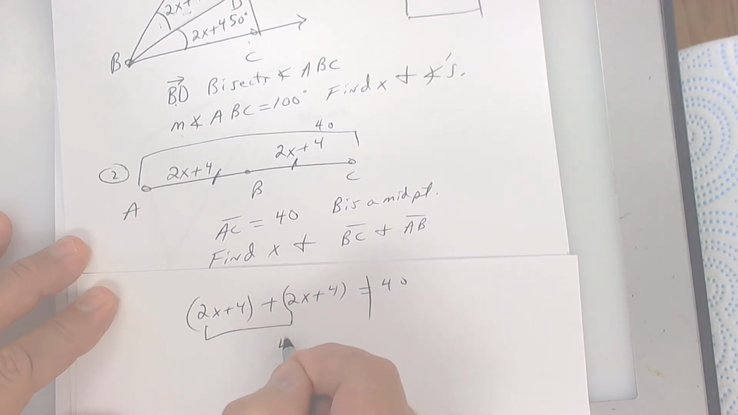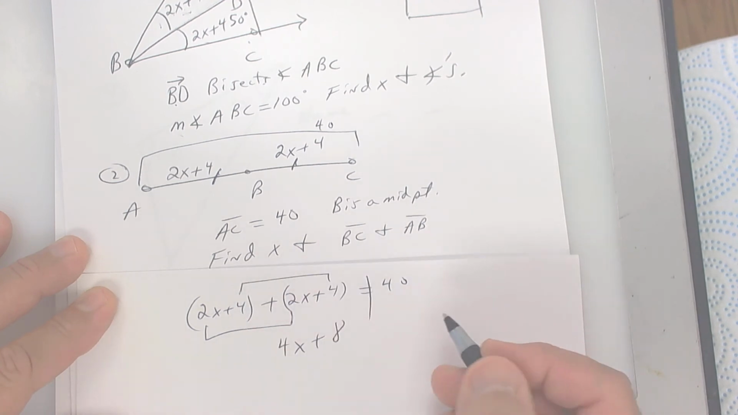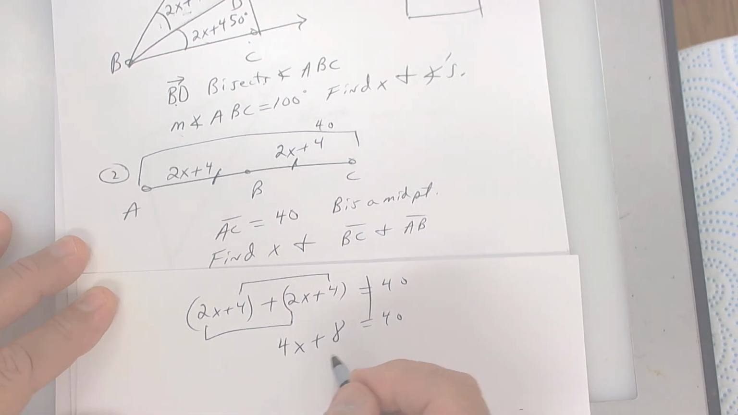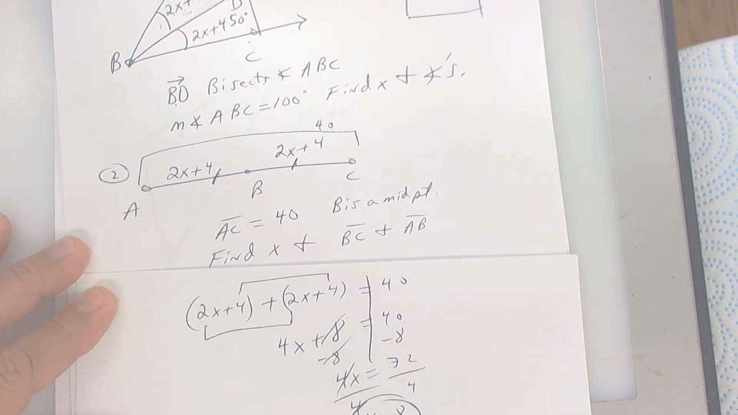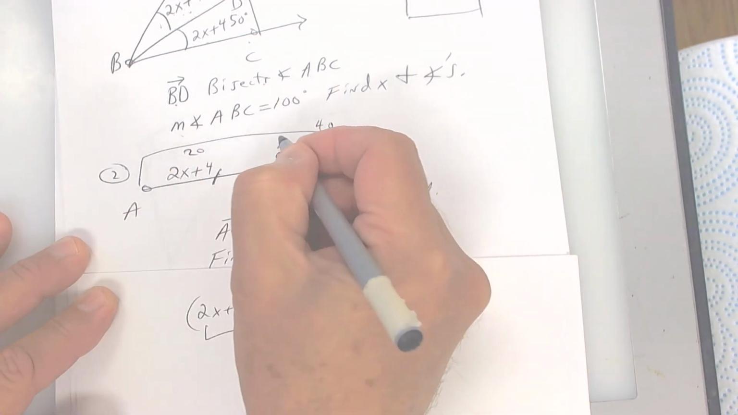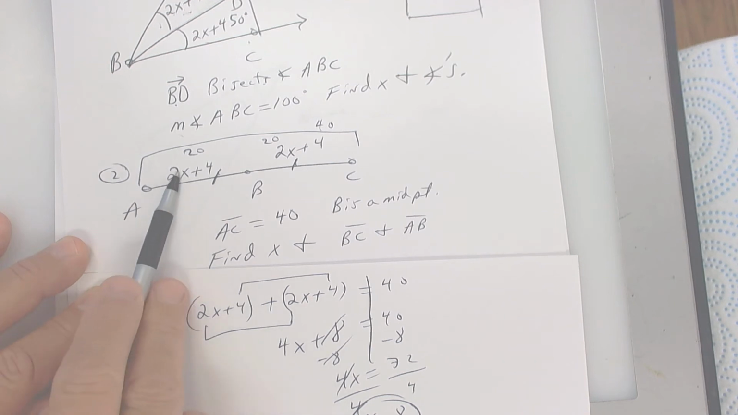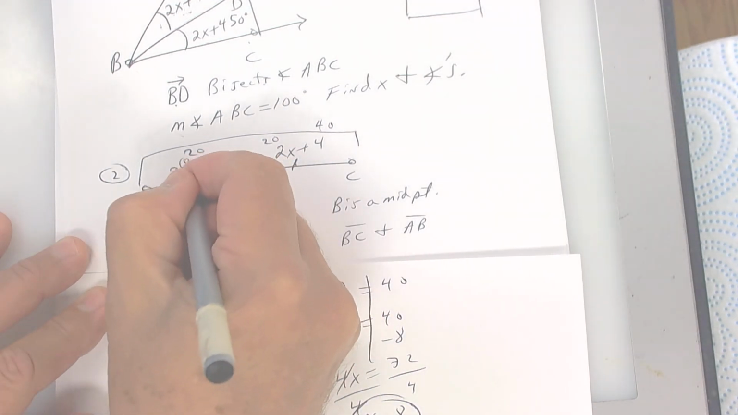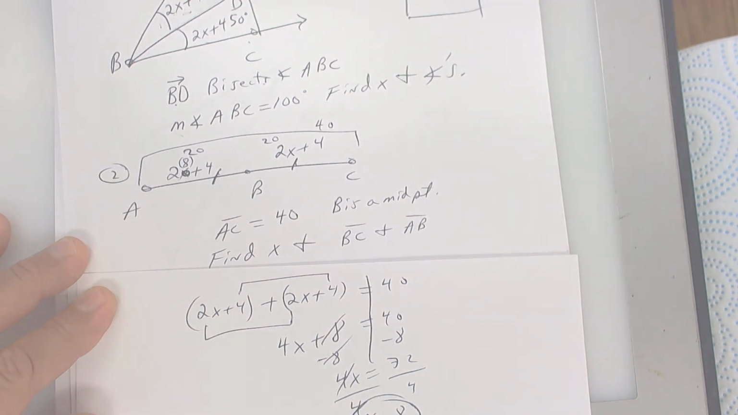So that gives me 4x plus 8 equals 40. I'm going to subtract 8 from both sides. So I get 4x equals 32, and then I divide by 4. Okay? So there, you're going to get 8 for x. So if they want x, you're done. If they want to know how big this is, well, it's a midpoint, so it's got to be 20 and 20. 20 plus 20 is 40, or you can plug it in. 2 times 8 is 16, and 16 plus 4 is 20.